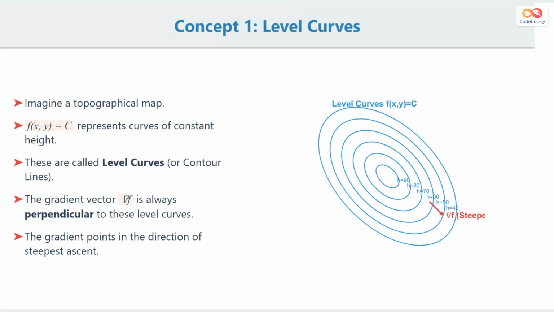To solve this, we first need to understand level curves. Think of these as a topographical map. Each blue ring represents a constant height on our function surface. An important property of these curves is related to the gradient vector, represented by the red arrow. The gradient, or del f, always points in the direction of steepest ascent and is perpendicular to the level curve at any given point.